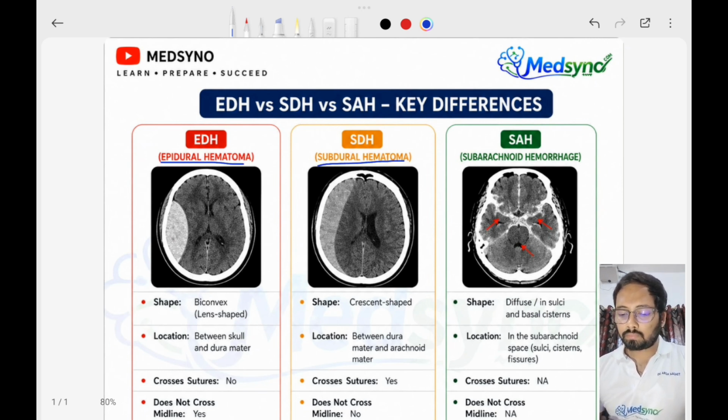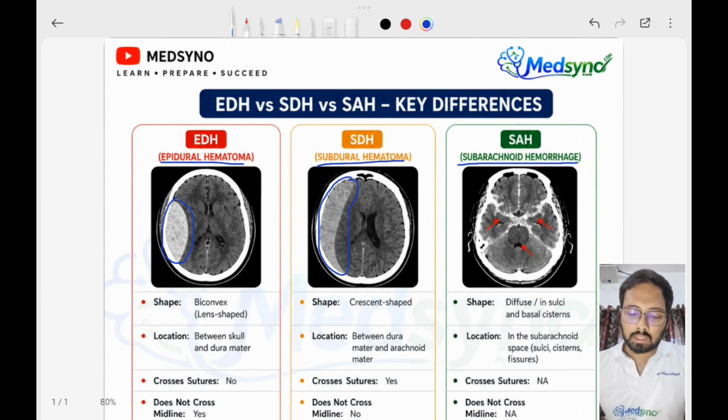So today's topic is the differences between epidural hematoma, subdural hematoma and subarachnoid hemorrhage. First we will look at the CT images. Now epidural hematoma, we can see there is a biconvex opacity. For subdural hematoma, the opacity is crescent shaped, and subarachnoid hemorrhage will appear star shaped.